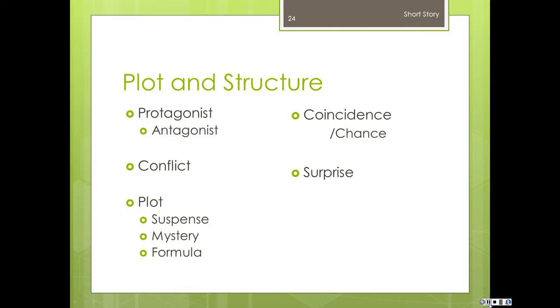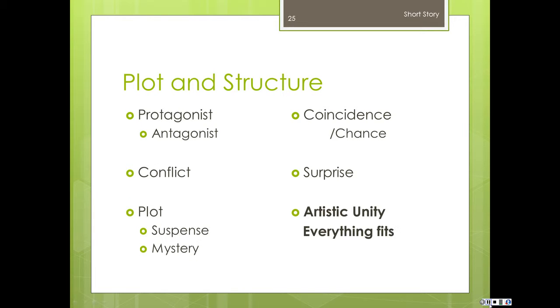When we look at plot, we look at all of these elements. We look at the structure of the story itself, how it is ordered, who it's about, what their conflict is, how the story is constructed, and the elements that the author includes. What your text notes is that if all of these things fit together well, if we can't take any one part out without affecting the whole, then there is artistic unity. And that is the goal of good literary fiction. Artistic unity that includes a protagonist that is believable, a conflict that we have interest in, a plot that involves coincidence and surprise in an appropriate way, and an ending that allows us to think about what has taken place.